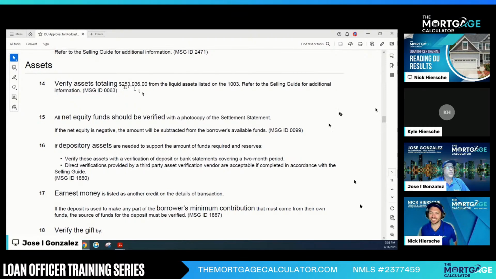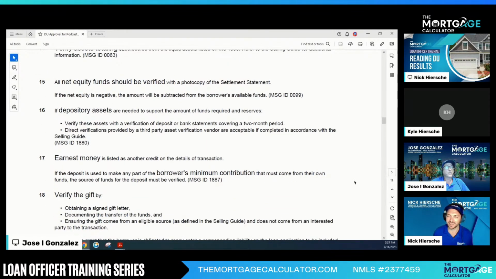Now, notice here number 15, since I did put that he had a pending sale when we did the DU, he hadn't closed yet on the home. So it says all net equity funds should be verified with a photocopy of the settlement statement, which he has already provided to me. And is not negative. He actually had proceeds. If depository assets are needed to support the amount of funds in reserves, they're asking me for a 2-month period. So I need to provide 2 months worth of bank statements.